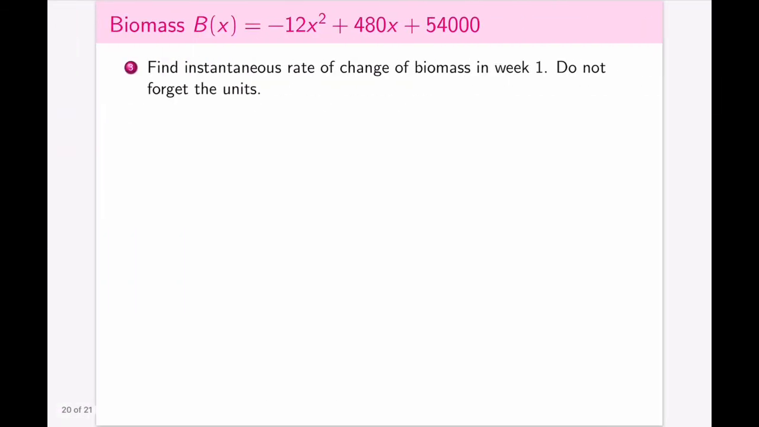Okay, let's take a look at the next question. We are moving on from the average to the instantaneous. So in terms of the graph, the instantaneous rate of change will correspond to the slope of the tangent line. And we're asked to find that slope of the tangent line in week 1.